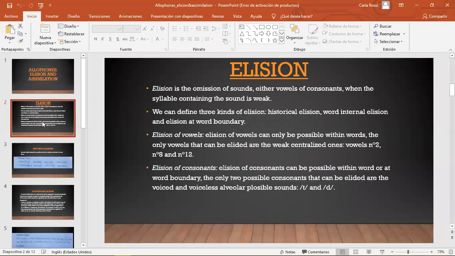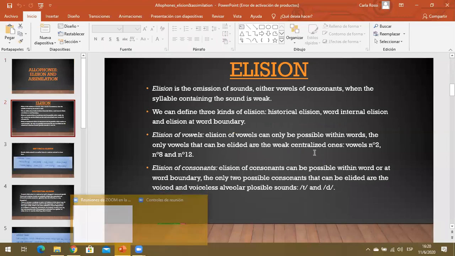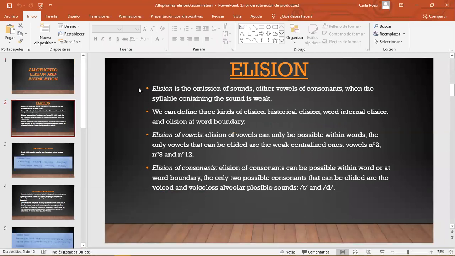Okay. First of all, elision. Elision is basically the omission of sounds, either vowels or consonants, when the syllable containing the sound is weak, and that is something that you must always remember: in order to have elision, the syllable must be weak. What does it mean that the syllable must be weak? That it cannot have any kind of stress. I hope you know what a weak syllable is, okay?